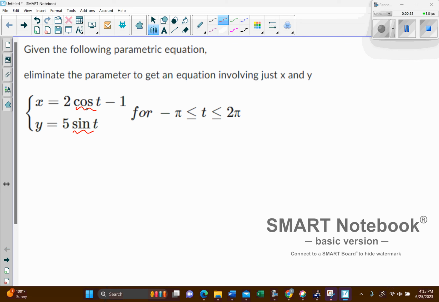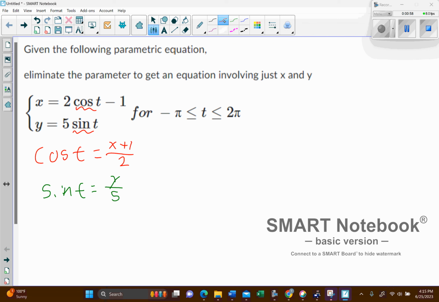So on this first one right here, to solve for cosine of t, I would add 1 to both sides and then divide by 2. So I'd end up with cosine of t is equal to x plus 1 over 2. And then over here for sine of t, that's going to be a little bit easier. I just need to divide by 5. So I'm going to end up with y over 5.